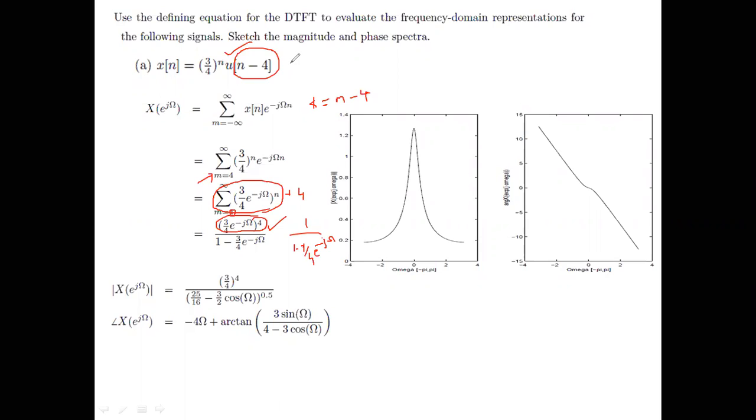So I could have written the same question as (3/4)^(-4). Shall I? (3/4)^4 into (3/4)^(n-4) into u[n-4]. I can do this way also. Then (3/4)^4 is anyway a constant.